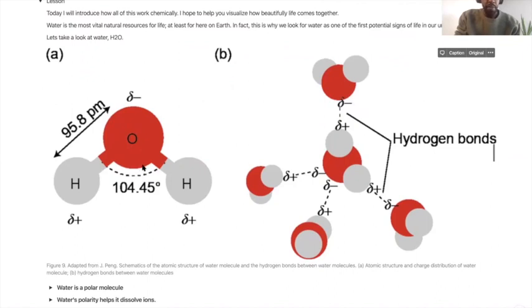So this partial negative and partial positive, if you remember, has to do with the sharing of electrons. So these are considered covalent bonds. Covalent bonds are between two non-metals. So you have oxygen and hydrogen, non-metals. And between these two elements are two electrons, and these electrons are being shared between the oxygen and the hydrogen. That's what makes this bond a covalent bond.